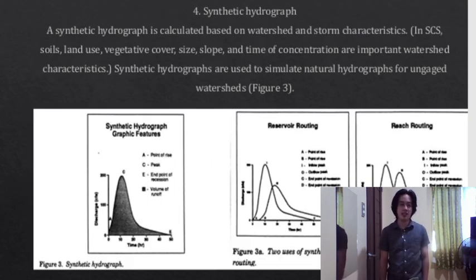The fourth is the synthetic hydrograph. The synthetic hydrograph is calculated based on the watershed and storm characteristics, such as SCS soil, land use, vegetative cover, size, slope, and the time of concentration of the watershed. Synthetic hydrographs are used to simulate the natural hydrograph for managing the watershed.